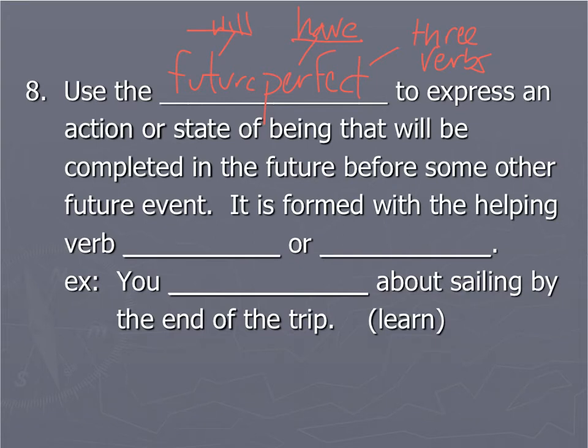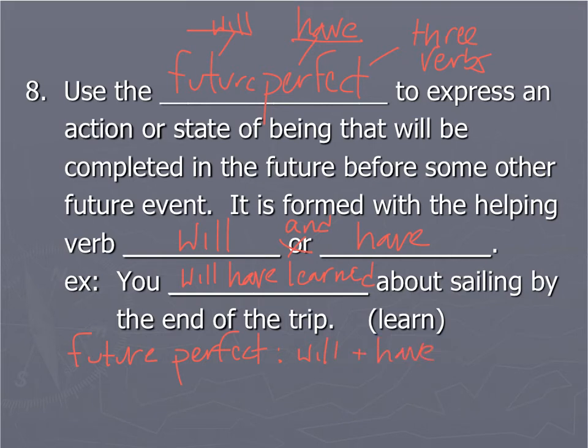All right, so it's formed with the helping verb will, and then I should put and have. Okay. All right, so you will have, now we just need the past form, learned. Okay, so key thing to remember about future perfect, it's will plus have plus the past form.